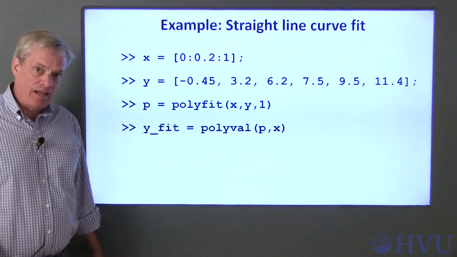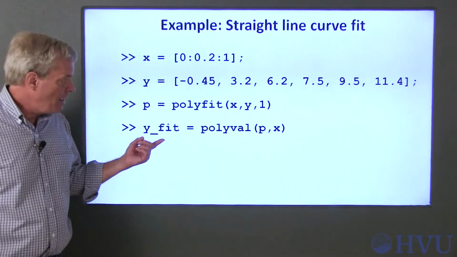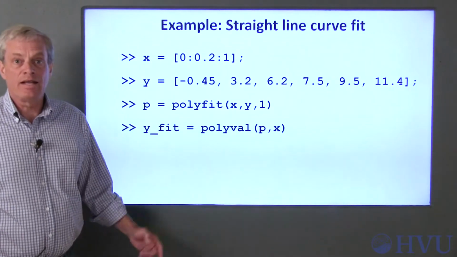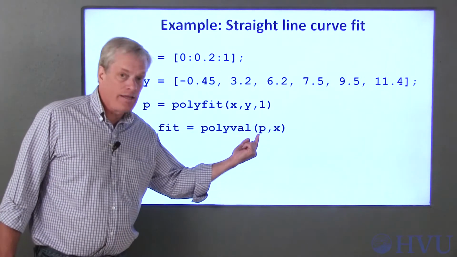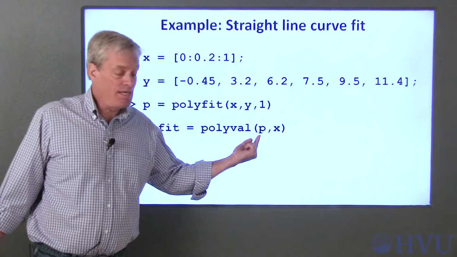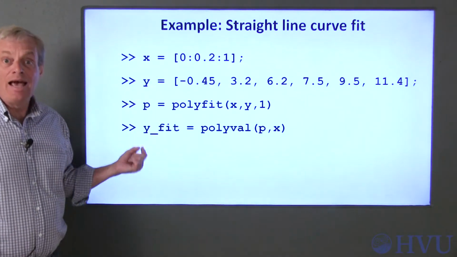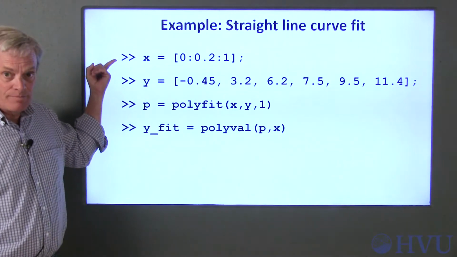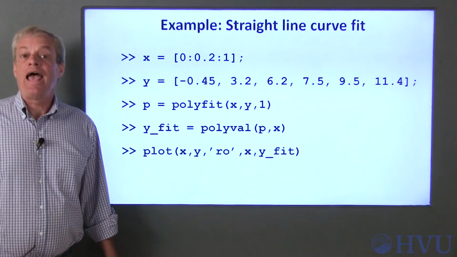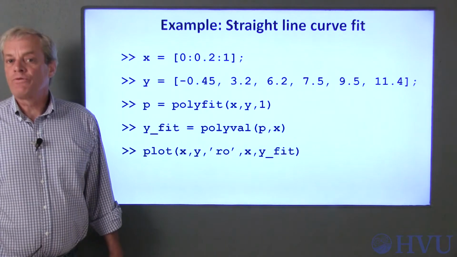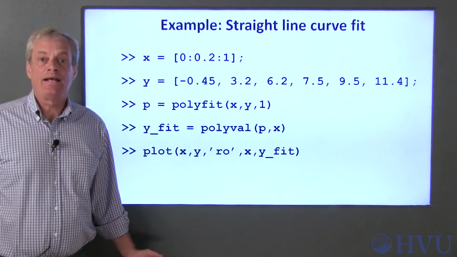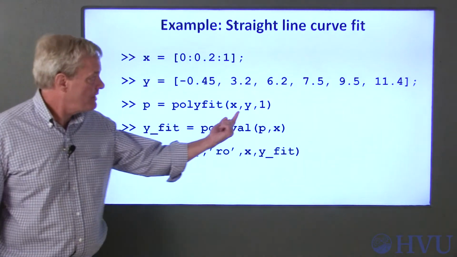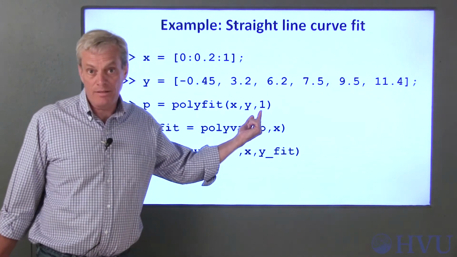Since I want to display the line approximating the data, I'll evaluate some points on that line using the polyval command. So in this command, I'm calculating points on my straight line using the polynomial coefficients p from the previous command and calculating values at the same x values as my original data. Finally, I'll plot the data and the curve fit. Now I'll go through this process in Octave. After that, I'll demonstrate what happens as we fit higher order polynomials to the data by changing this argument in the polyfit command.